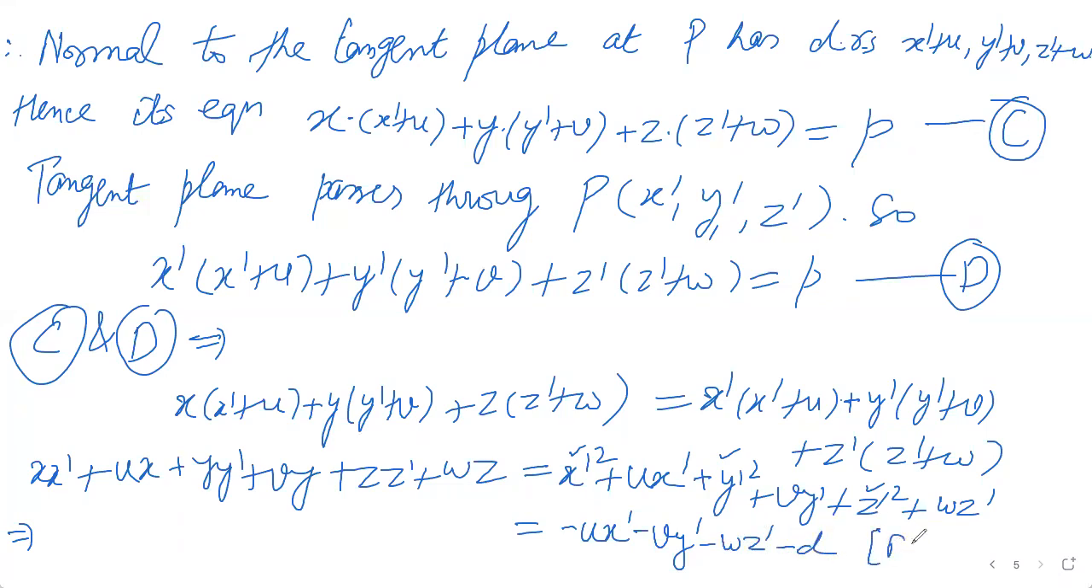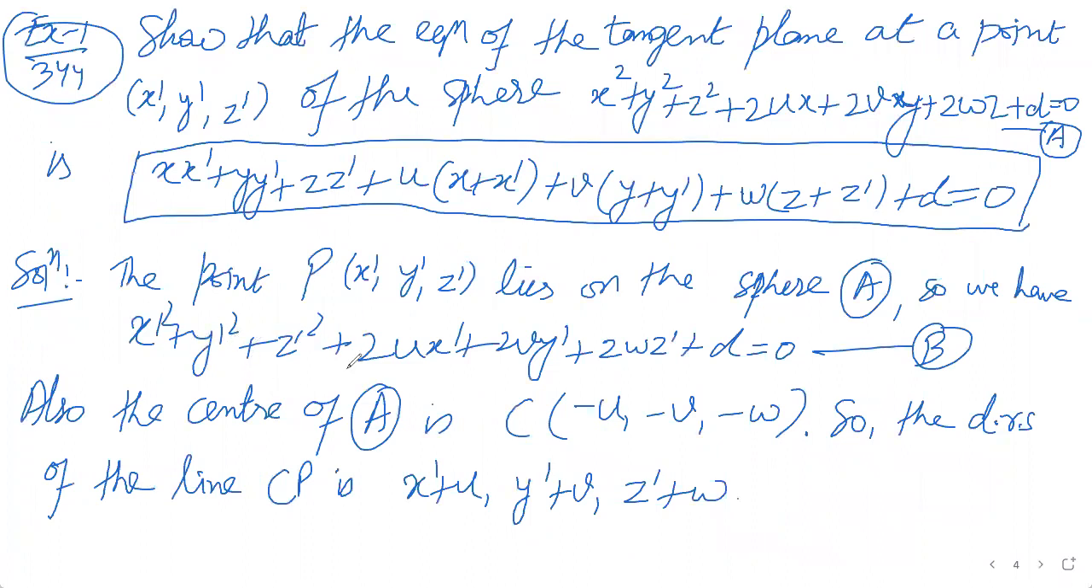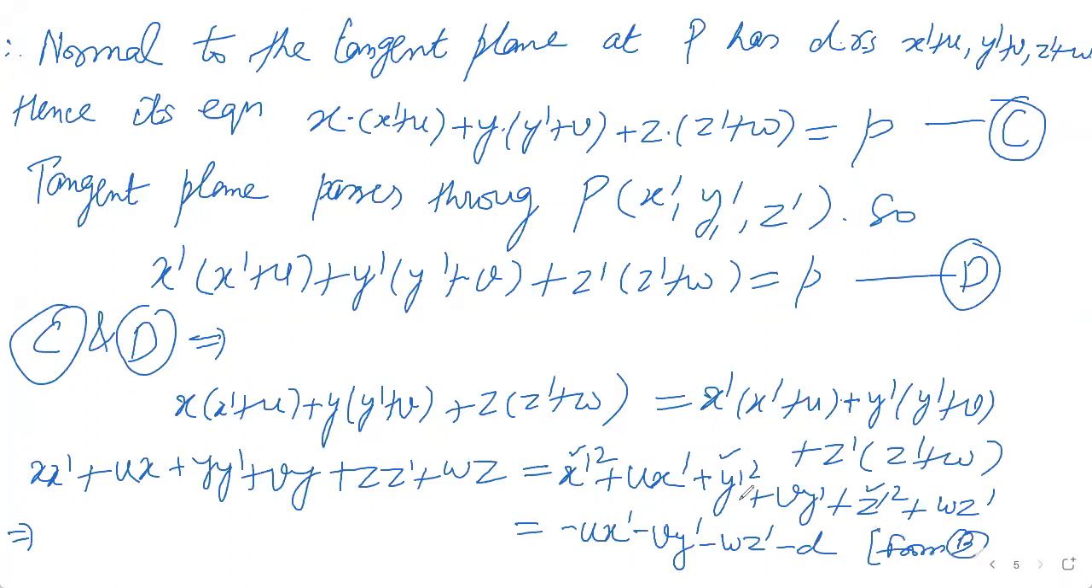From b, look, you have x dash square plus y dash square plus z dash square plus 2u x dash, here there was a 2, plus 2v y dash plus 2w z dash. So what is its value? Minus 2u x dash minus 2v y dash minus 2w z dash minus d. This will be its value. Just bring it to the left and add it. Is it clear? Bring it to the left hand side. So you will be getting x dash plus ux minus, so you can write x dash x plus y dash y plus z dash z plus u times x plus x dash, bring the y dash term here, it will become plus v times y dash plus w times z plus z dash plus d is equal to 0.